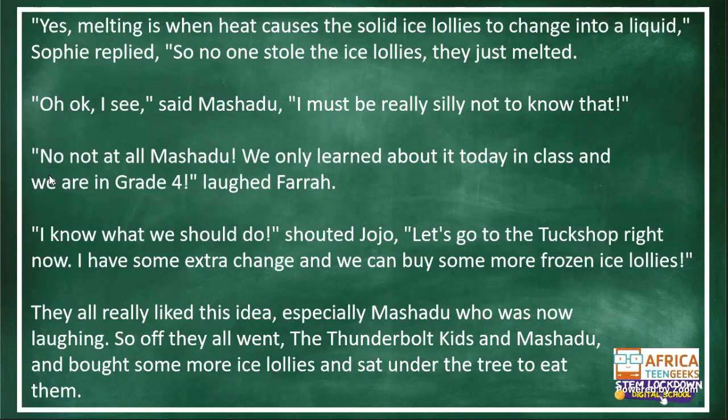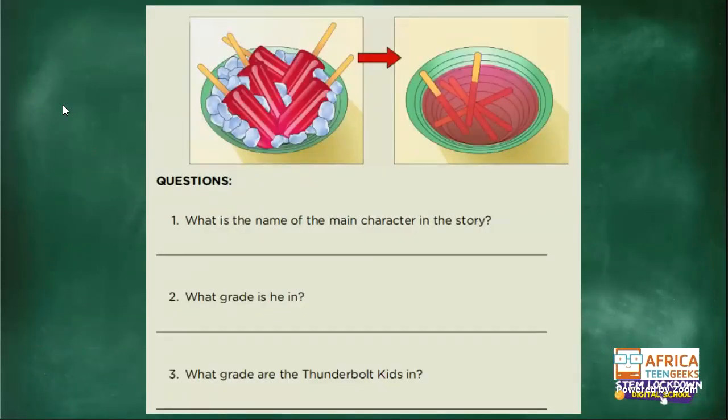Yes, we are doing NS, Siseko. This is part of it. Now we have some questions about what you just read. There you can see two pictures. The first picture is the ice lollies, and it is still in a solid form. And in the second picture, you see that it changed state because heat was added, the sun, of course, and now it is a liquid.